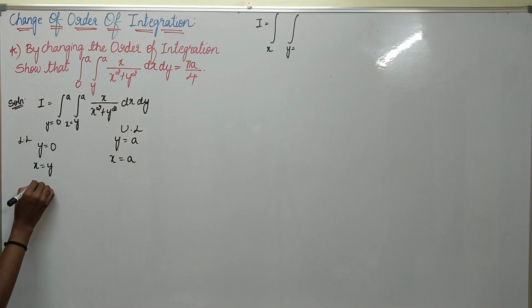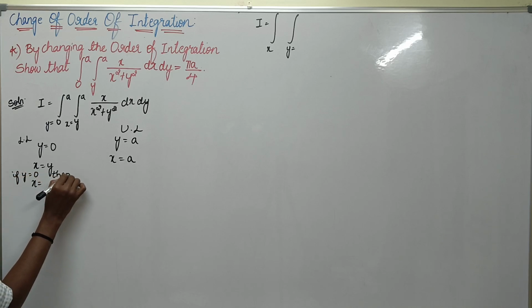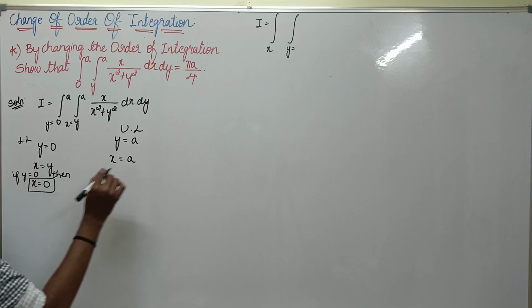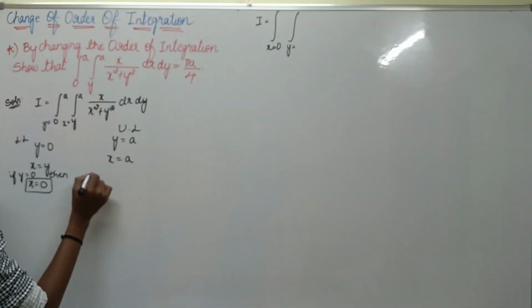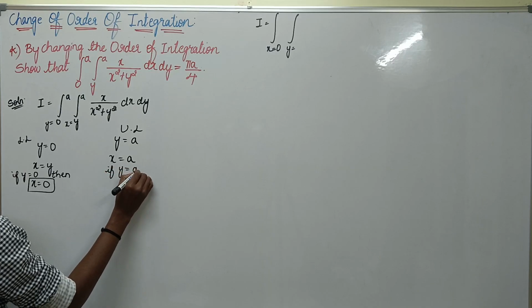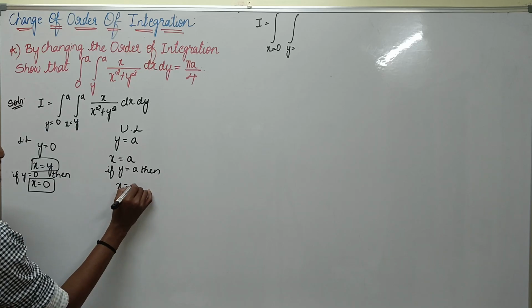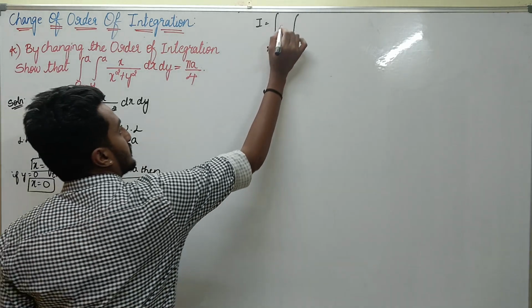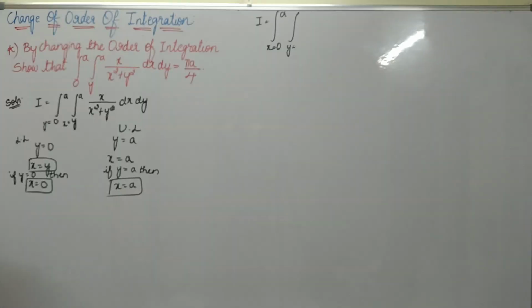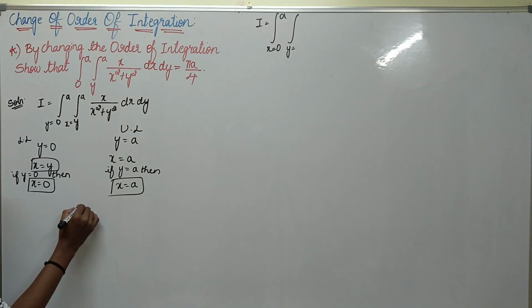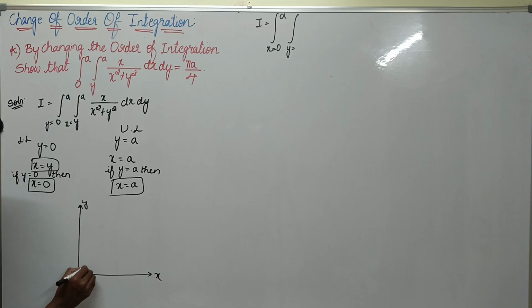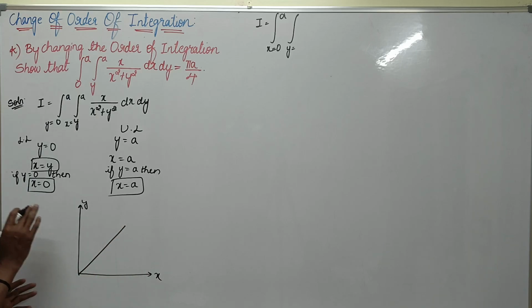That is, if y equal to 0, then x equal to 0. The lower limit is equal to 0. Now, if y equal to a, then x is also equal to a. This is the upper limit. Now, to find the limit point of y, how are we going to represent the graph? We know that x equal to y is represented by a straight line. Done. Now, consider the limit point.